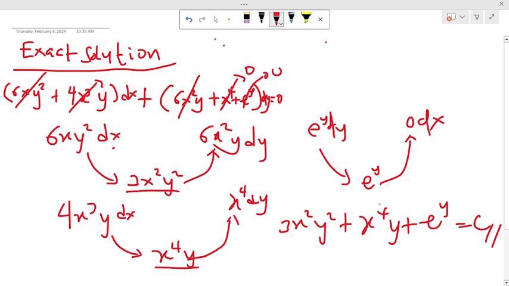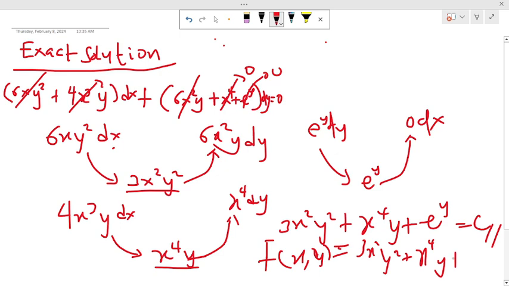You can represent this in another form too. You can represent this as f of xy, because we have two variables, is equal to this same expression, 3x squared y squared plus x to the power 4 y plus e to the power y. So you can represent it like that.